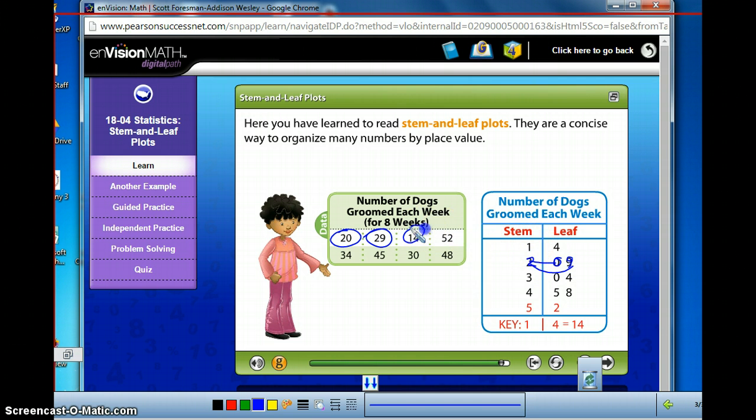I have the number 14. So I put a 1 here, a 4 here. Together they make the number 14. I have 2 numbers in the 30s. I have the number 30 and I have the number 34. If I had another 34, I would put another 4. And if I had another 34, I would put another 4. Okay?